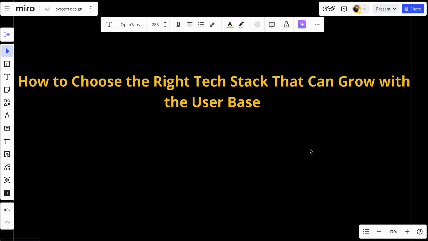Today we are tackling an important topic, how to choose the right tech stack that can grow with your user base. Picking the right tech stack from the start is crucial if you want your system to scale smoothly as your users grow from hundreds to millions. In this video we will discuss what makes a tech stack scalable, important considerations for different layers, and examples of tech stacks used by successful companies. So let's jump into it.